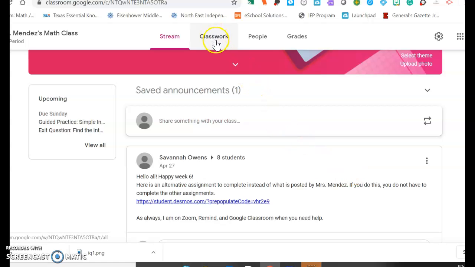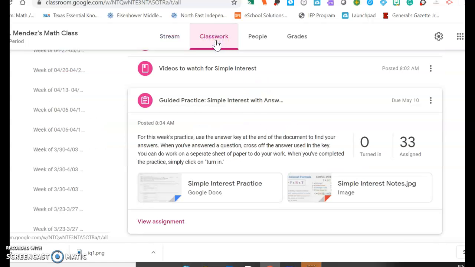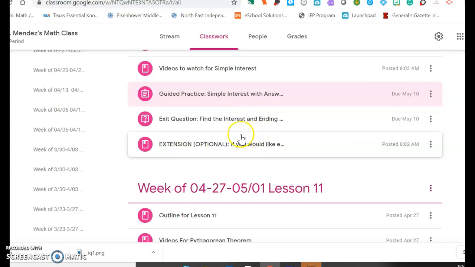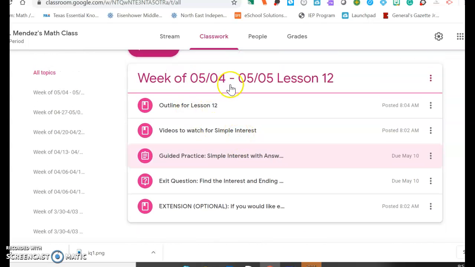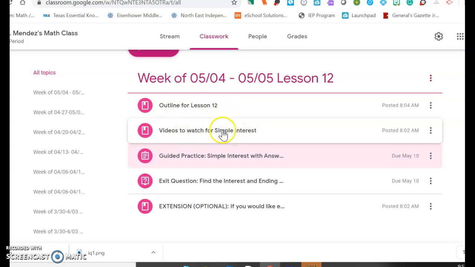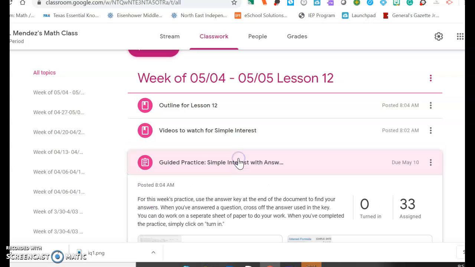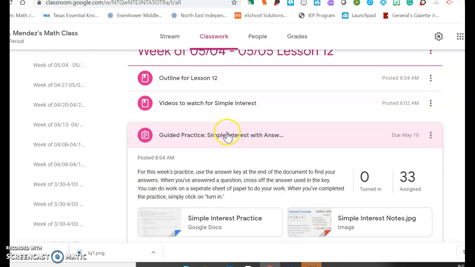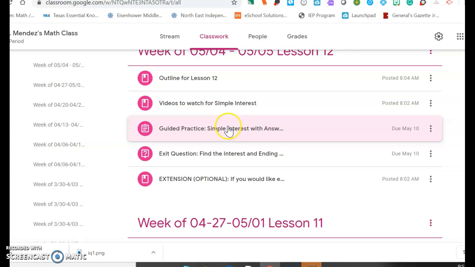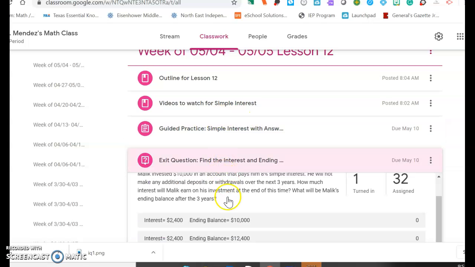For this week, what I would do is go to classwork to see this week's assignments. It's the week of 5-4. Your outline is just instructions for how to complete this week's assignments. You have some videos to watch. This is guided practice, and that has an answer key on there, so you'd be practicing and then you would check your answers. It also has some good notes on there. The exit question is literally one question.